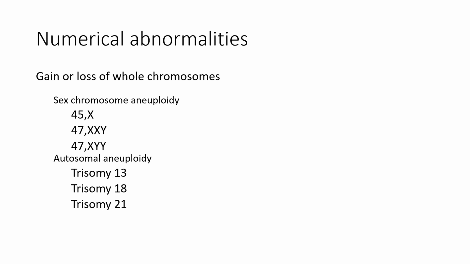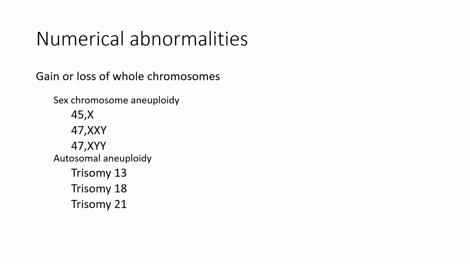The most common sex chromosome aneuploidies are loss of one of the sex chromosomes, resulting in a karyotype of 45,X, which is consistent with the clinical diagnosis of Turner syndrome. Another abnormality is 47,XXY, an additional copy of X. So there will be 47 chromosomes with the sex chromosome composition of XXY, which is consistent with the diagnosis of Klinefelter syndrome, and 47,XY with an additional copy of the Y chromosome. So the karyotype would be 47,XYY.